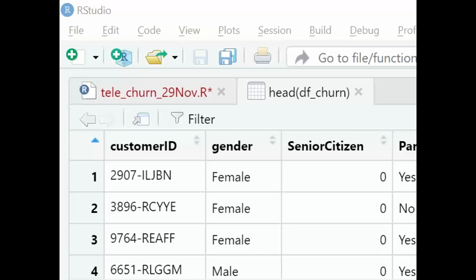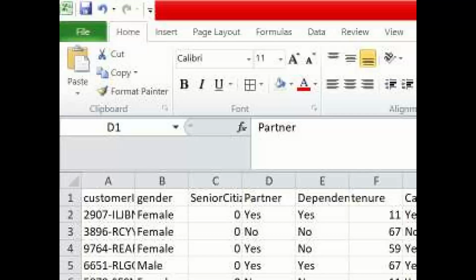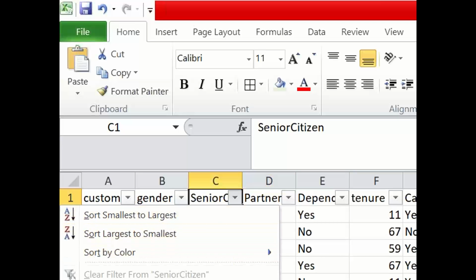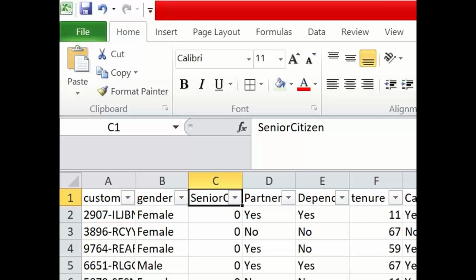let me show you. Let me open up that Excel. If you see this senior citizen column, you will find there are a lot of values coming. Technically, the data dictionary is telling you that you only have 2 types of values.